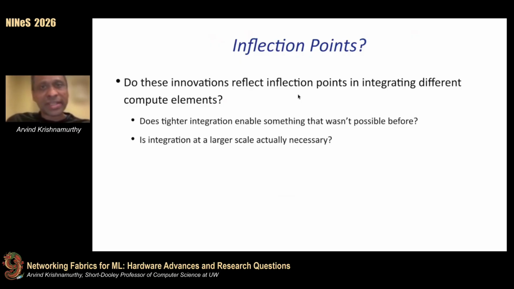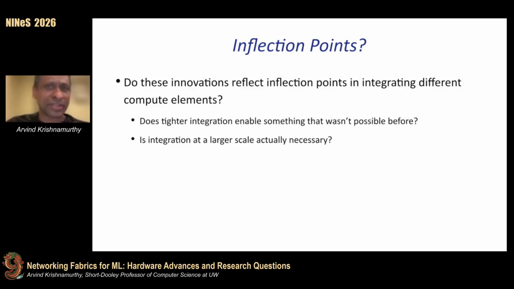So the question that I'm particularly interested in is really understanding whether these new types of hardware reflect new inflection points. As in, do these innovations reflect a new capability, where these tighter integrations enable something that wasn't actually possible before? Or is it the case that this integration, which is being performed at a much larger scale, we don't necessarily need, and we can make do with what we currently have, which is the status quo, which is not necessarily such great throughputs and not necessarily such great latencies.